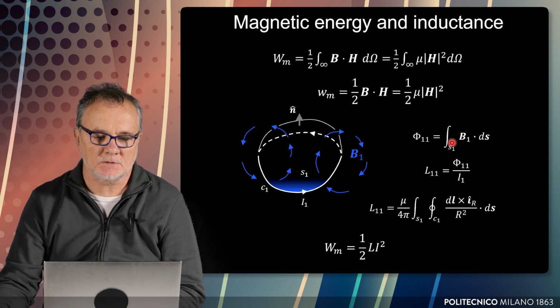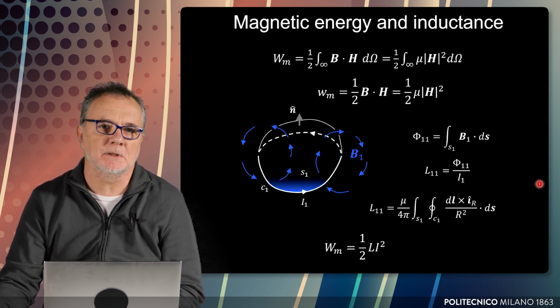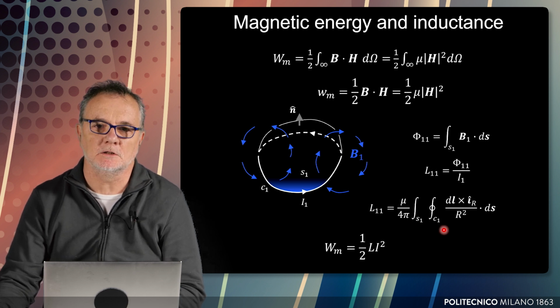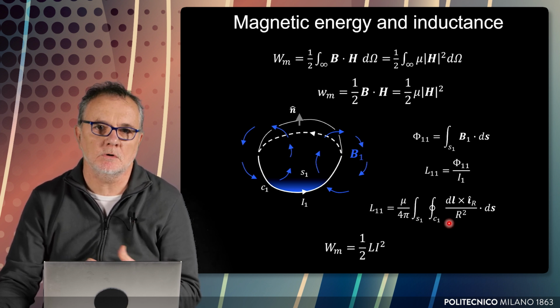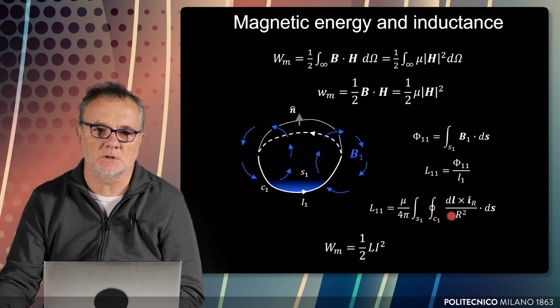If we divide this flux by the current itself, I1, we obtain a number, L11, which is the self-inductance of this loop, which is independent of the current. It only depends on the geometry of the system. So the total expression for this inductance is mu/4π times the flux of the B field that we obtain from this wire, that we obtain by the Biot-Savart law. So this is the expression that we obtain for the B field produced by this current, in which we have also divided by the current. So this expression doesn't depend on the current, only on the geometry.